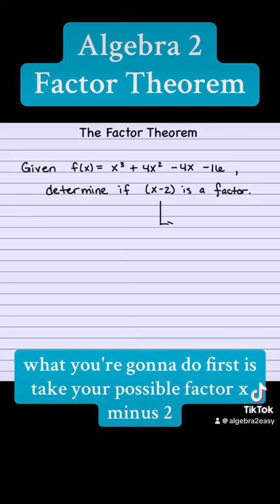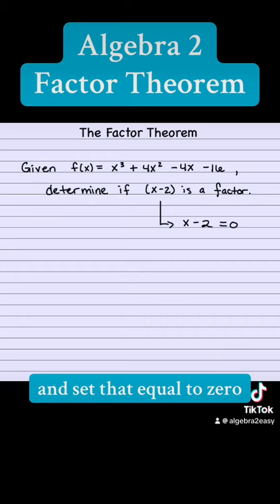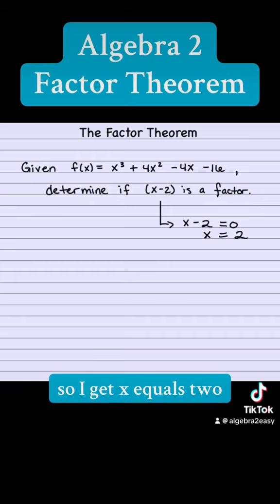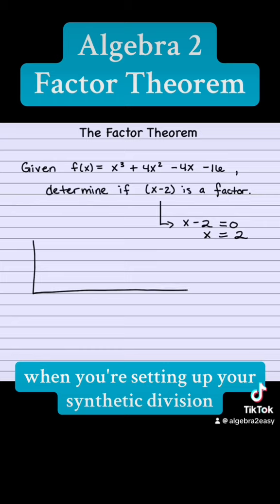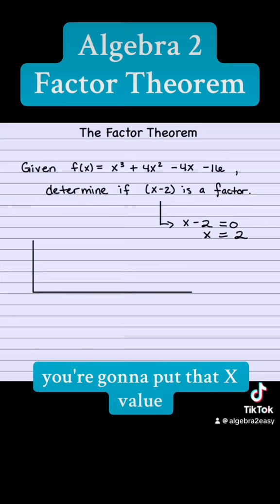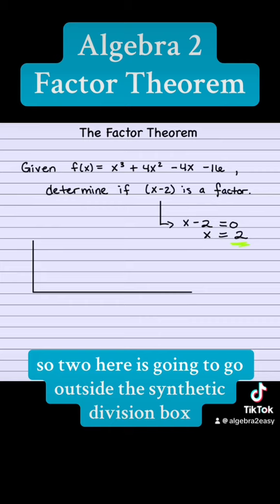What you're going to do first is take your possible factor, x minus 2, and set that equal to 0, and you're going to solve for x. So I get x equals 2. When you're setting up your synthetic division, that x value, so 2 here, is going to go outside the synthetic division box.